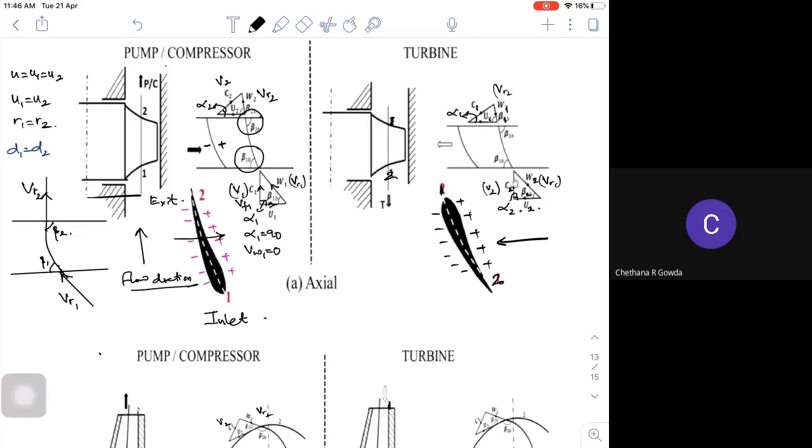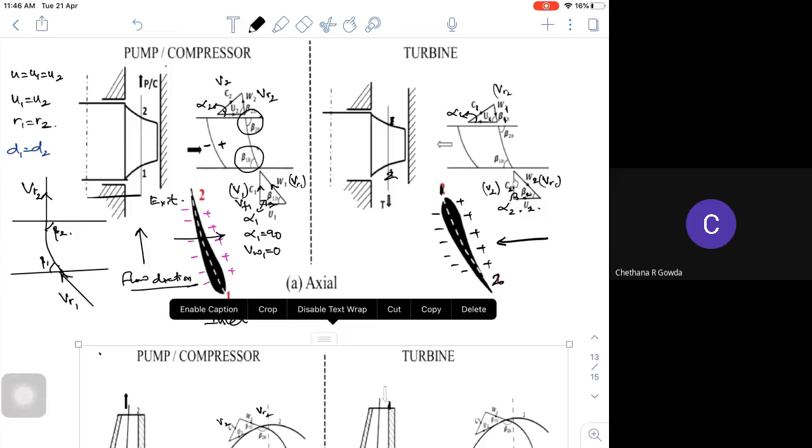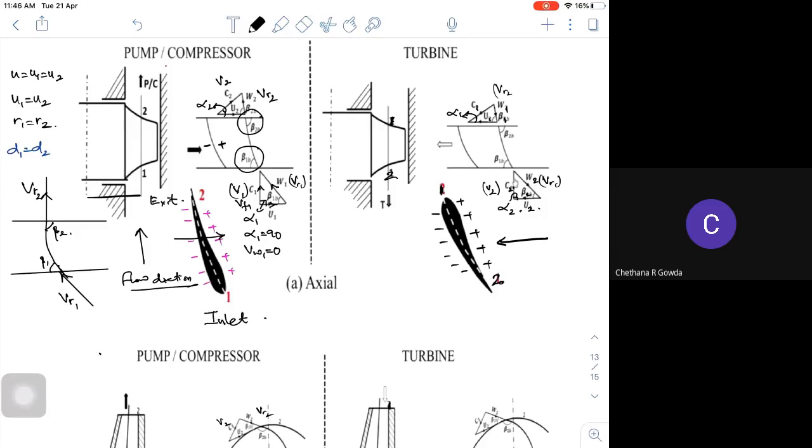Now with that direction, I can easily draw the corresponding VR, and already I know the corresponding U. So U1 and U2 are both the same. I can draw the corresponding U either this side or this side, it doesn't matter, and close it with the corresponding thing. If I do that, this will be my velocity triangle. I can easily get it.